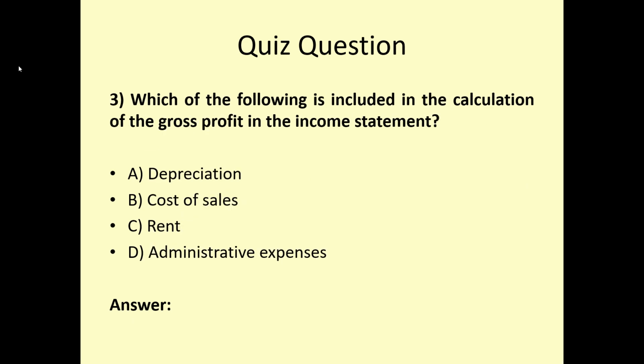Question 3. Which of the following is included in the calculation of the gross profit in the income statement? Is it A. Depreciation, B. Cost of sales, C. Rent, or D. Administrative expenses?